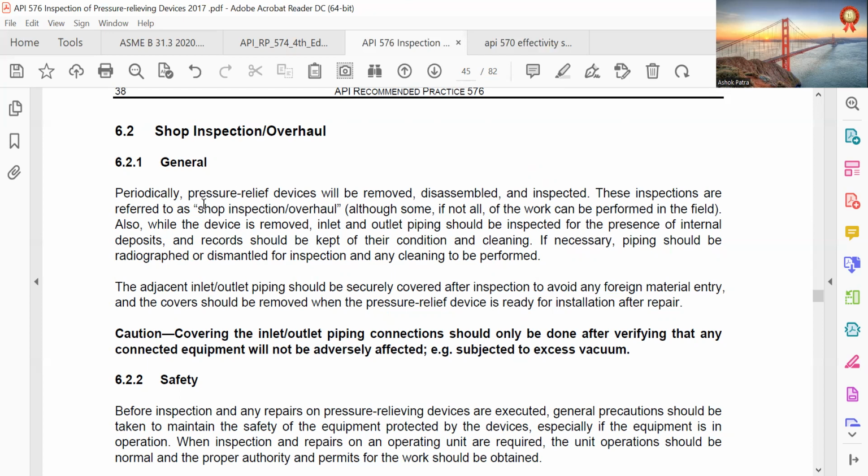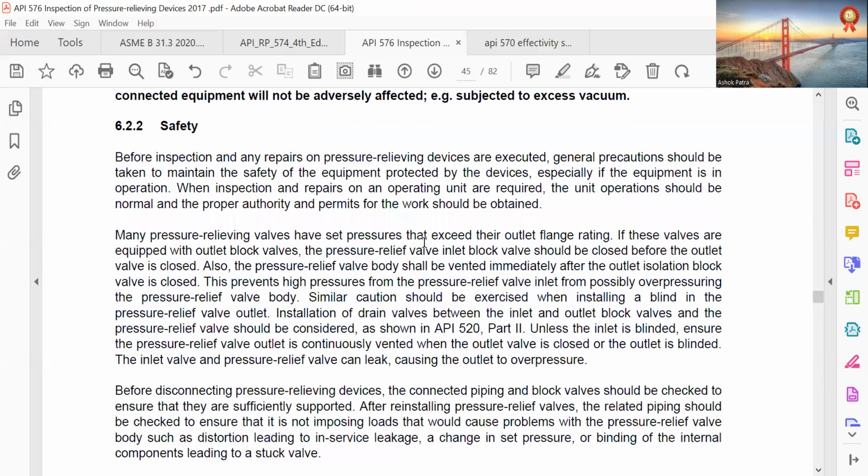Generally, periodically pressure relieving devices will be removed, disassembled and inspected. These inspections are referred to as SOP inspection overall, although some, if not all, of the work can be performed in the field. Safety.